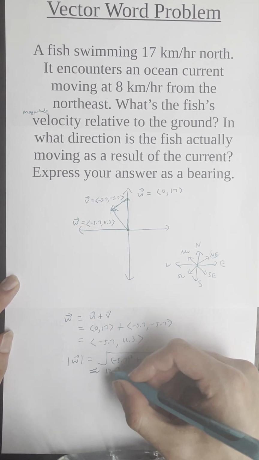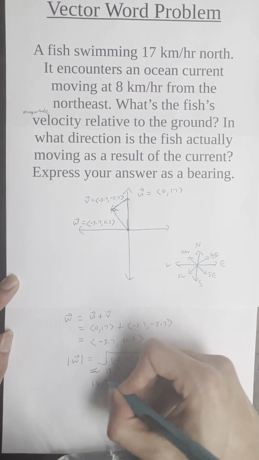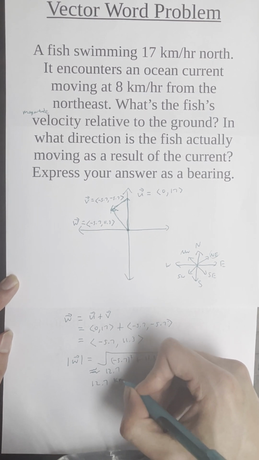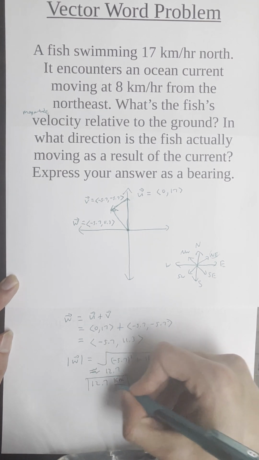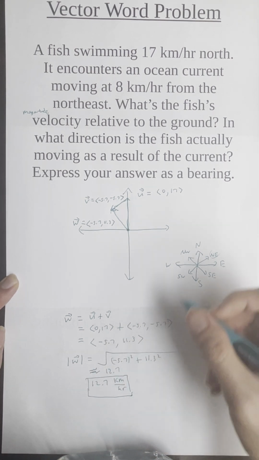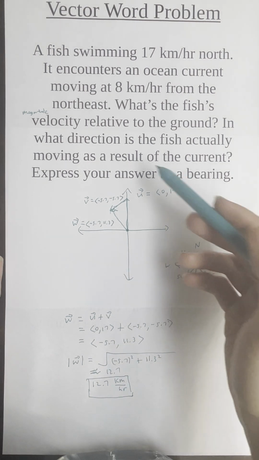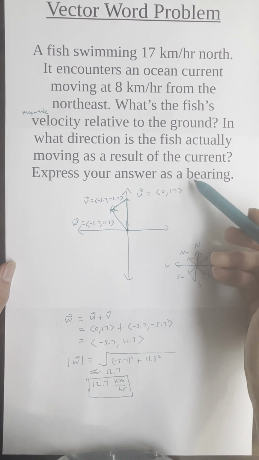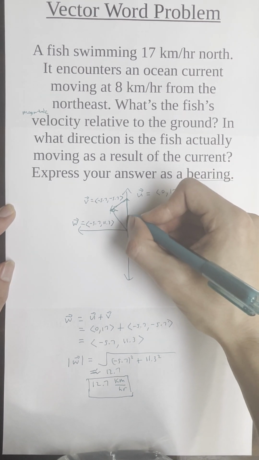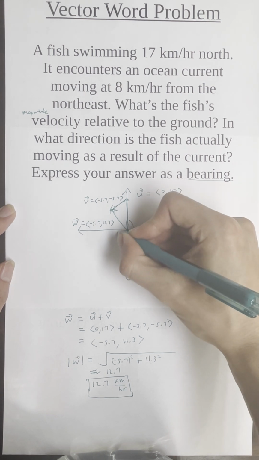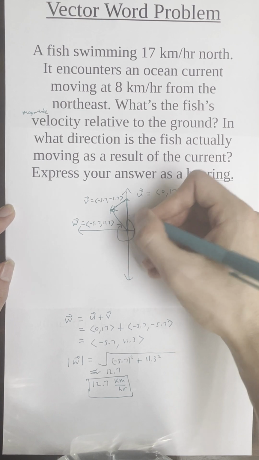Okay, so 12.7 what? 12.7 kilometers per hour. What else do they want us to find? They want us to find the direction and give the answer as a bearing. So when you see the word bearing, they're basically asking you for this angle. So how many degrees do we need to rotate clockwise from north?